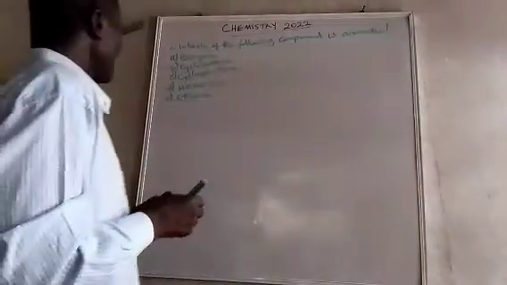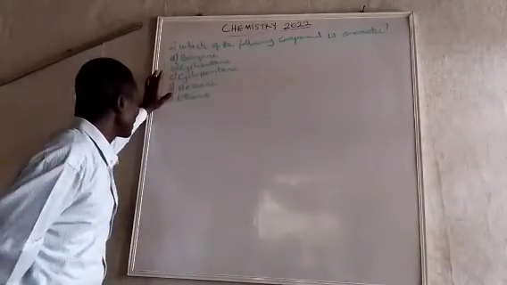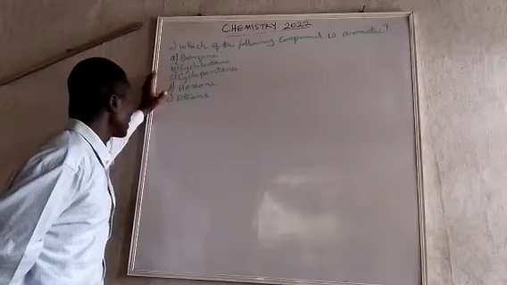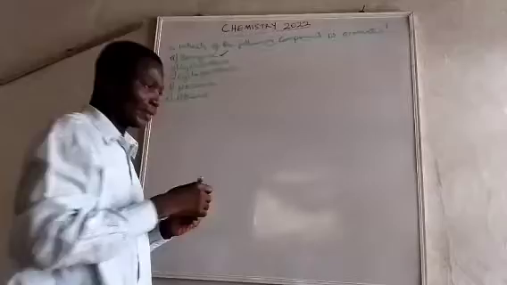The next one says, which of the following compound is aromatic? A. Benzene, B. Cyclobutane, C. Cyclopentane, D. Hexane, E. Ethane. The answer is A. Benzene.